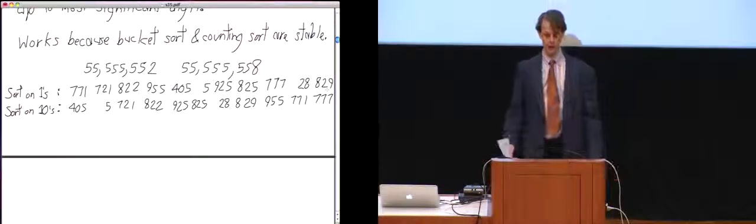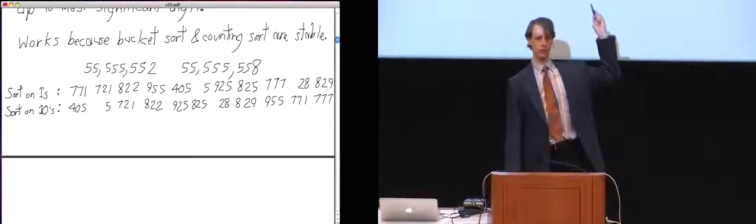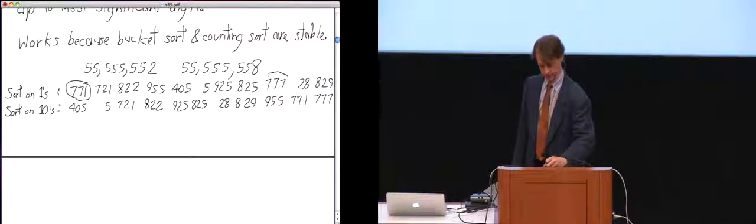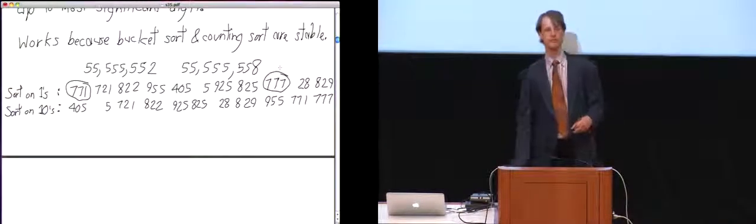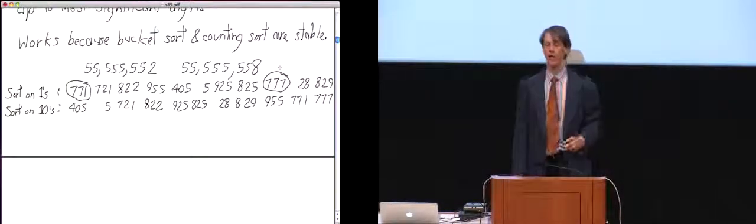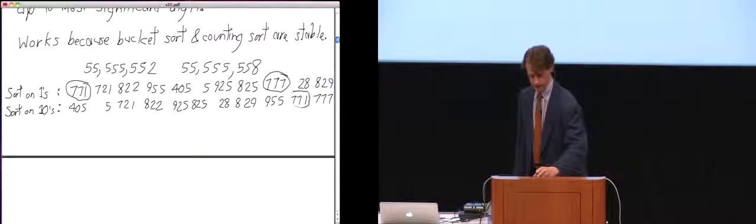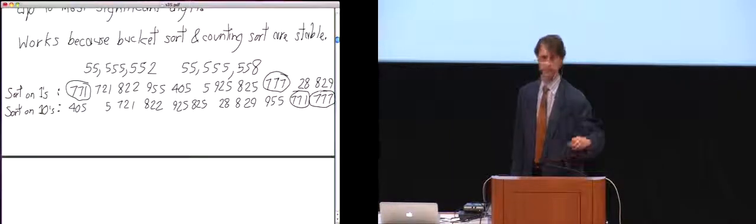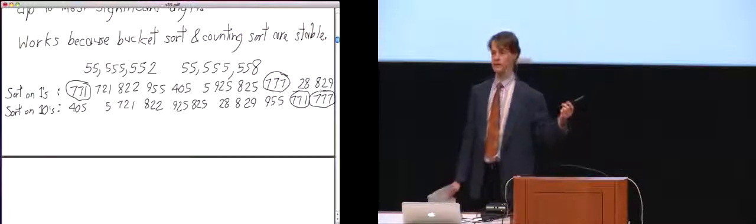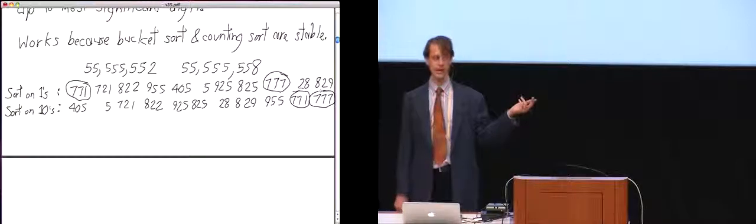But one thing I want you to notice is that in the first round, when we were sorting on the ones digit, the number 771 got placed before the number 777. They weren't placed next to each other, but 771 came before 777. Then when I sort on the tens digit, it's going to stay that way because bucket sort and counting sort are stable. So the 771 is still in front of the 777 after I sort on the middle digit. The middle digit is 7 for both those numbers. You could have put it in either order if you weren't using a stable sort, but the stable sort keeps them in the correct order.